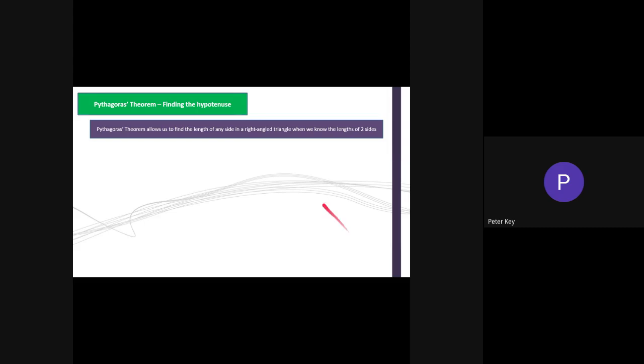So, what does Pythagoras theorem allow us to do? Well, it allows us to find the length of any side in a right angled triangle when we know the length of the other two sides. Okay, so in this example, we've got the two shorter sides. One is 8, one is 6. We're not going to bother about units just for this example. We need to work out what this side is.